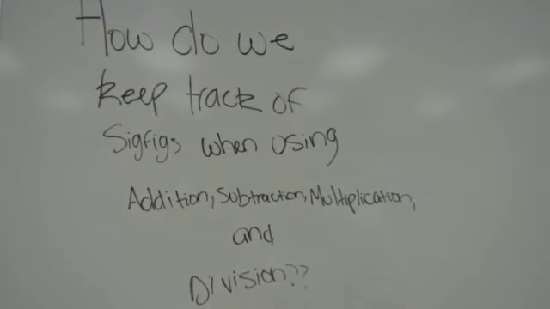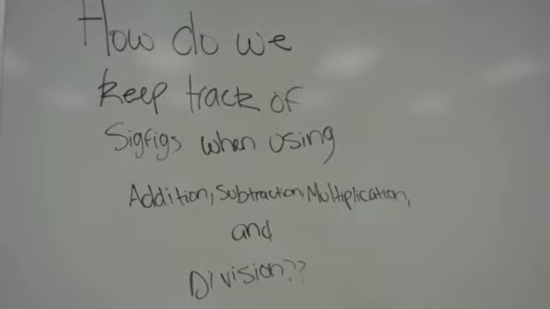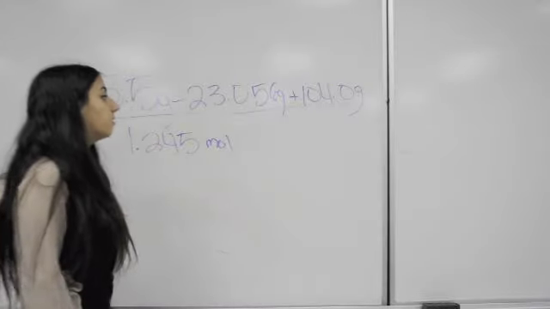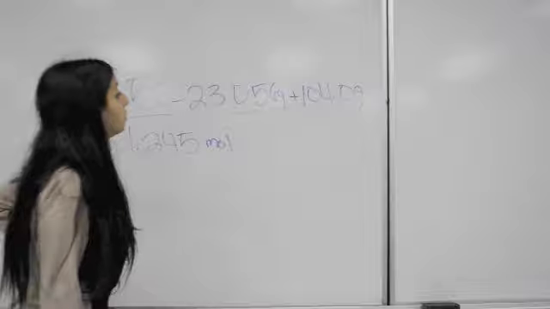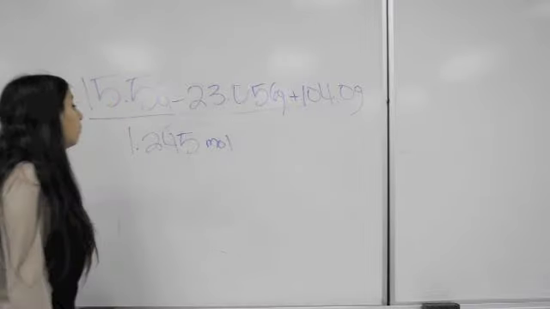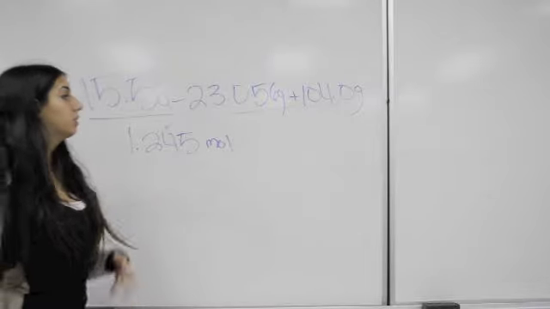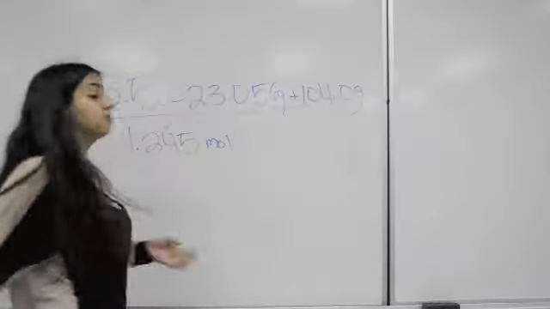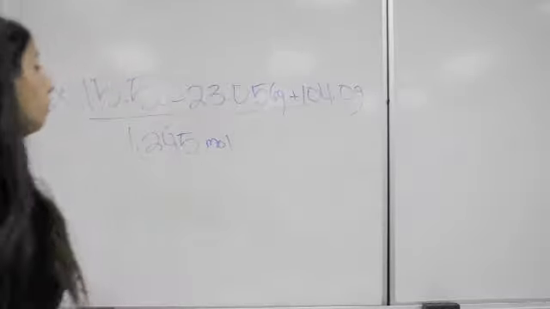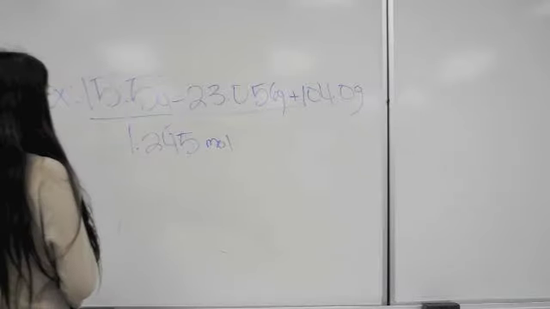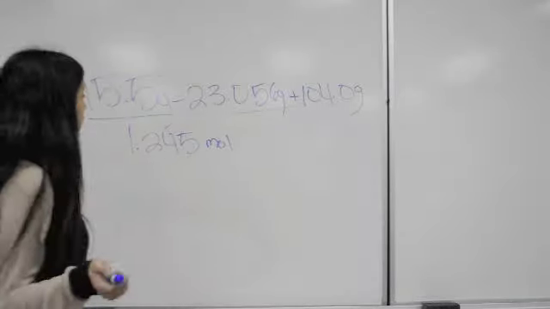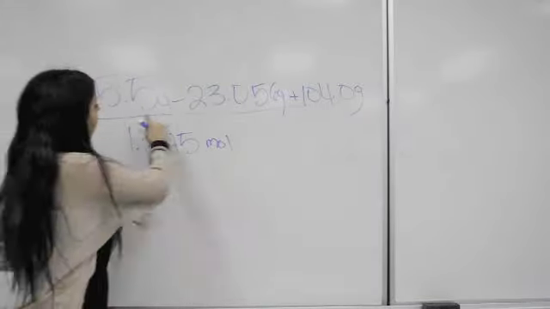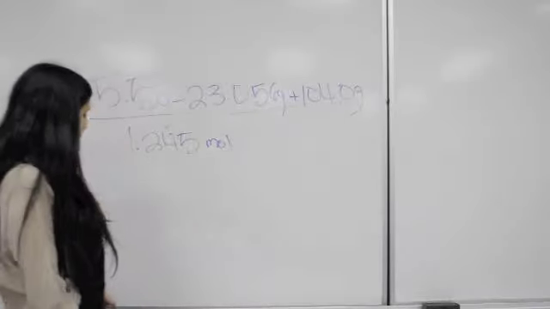How do we keep track of sig figs when using addition, subtraction, multiplication, and division? So we have our example here, 15.5 grams minus 23.056 grams plus 104.0 grams over 1.245 mole. What we're going to need to do here first is keep track of our sig figs when we're doing the top part, which is addition and subtraction. And we know that we need to find the number where the decimal is in the least precise area. In this case, it would be 15.5, and that has 3 sig figs. So whatever answer we get for here must also have 3 sig figs.